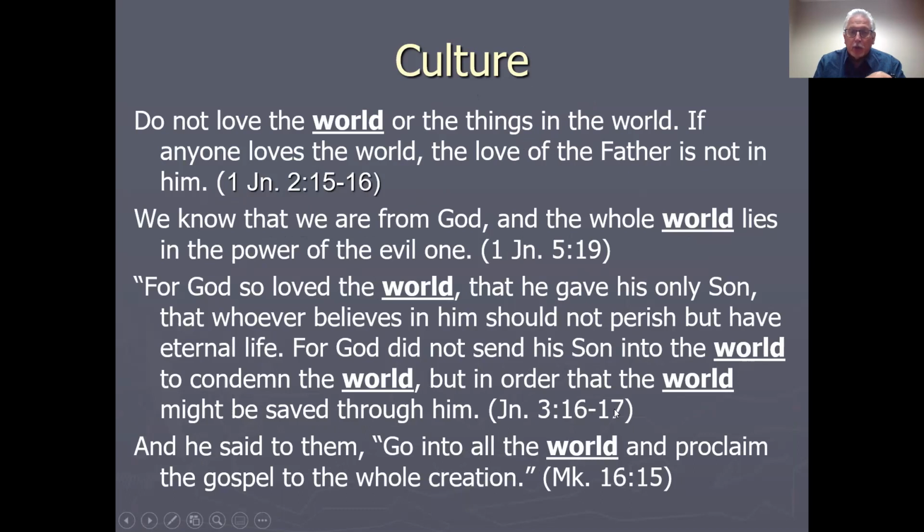For God so loved the world that he gave his only son, that whoever believes in him should not perish, but have eternal life. God did not send his son into the world to condemn the world, but in order that the world might be saved through him. So the world's worth saving, and God sent Christ to save the world. And within that, there's good. Christ was in the world. He was part of the world, and good.